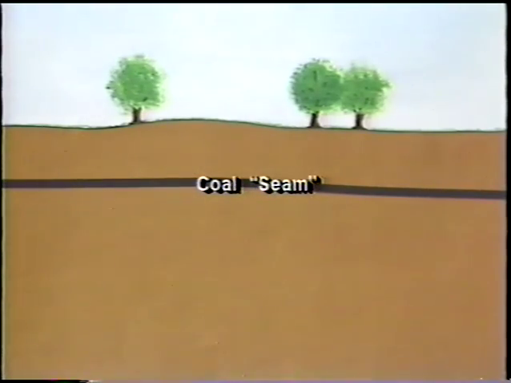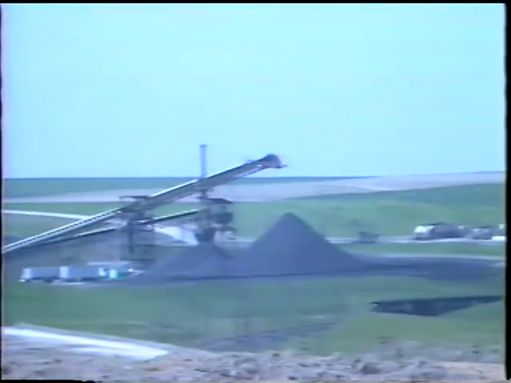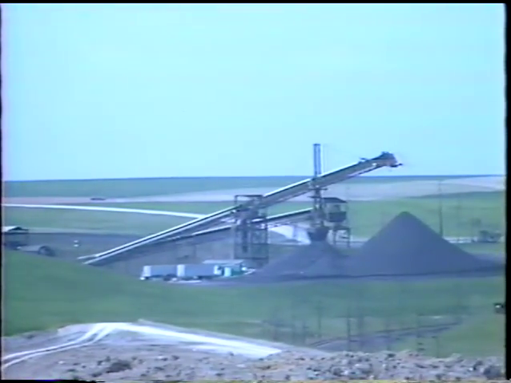When it is near the surface and the rocks and earth above the seam can be easily removed, a surface mine can be developed. A surface mining operation is designed to remove the coal and then to restore the land to approximately its original shape.